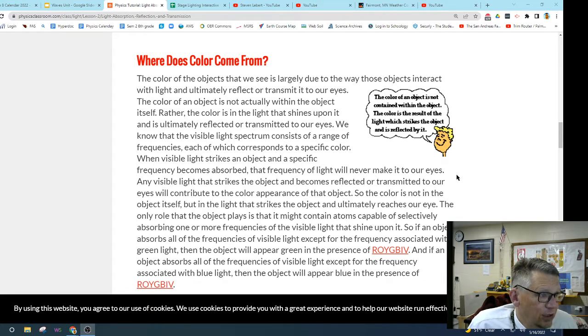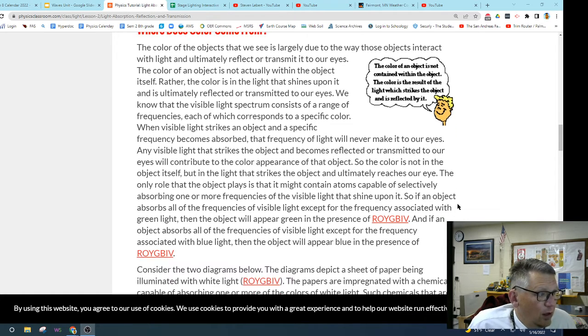that frequency of light will never make it to your eyes. Any visible light that strikes the object and becomes reflected or transmitted to your eyes will contribute to the color appearance of that object. So the color is not in the object itself, but in the light that strikes the object and ultimately reaches your eye. The only role that the object plays is that it might contain atoms capable of selectively absorbing one or more frequencies of visible light that shine upon it.